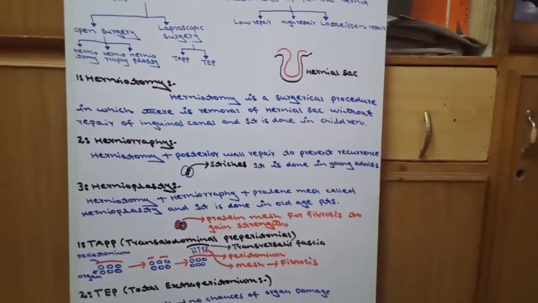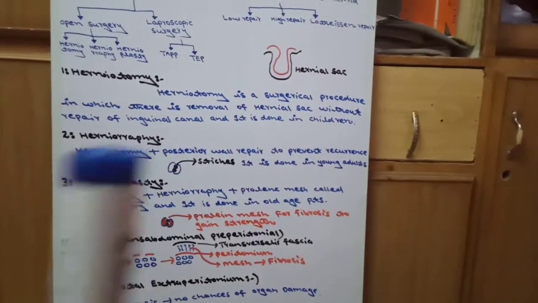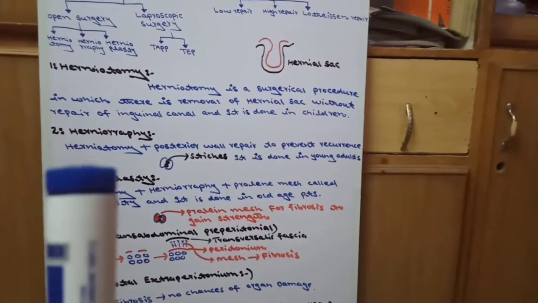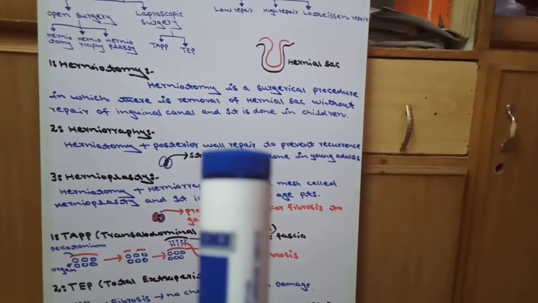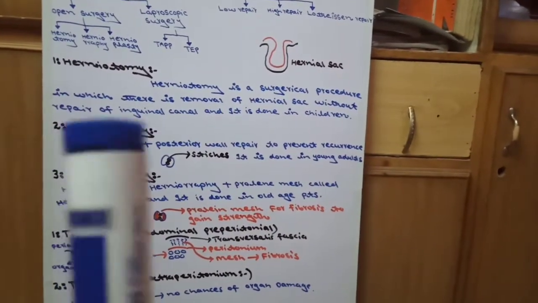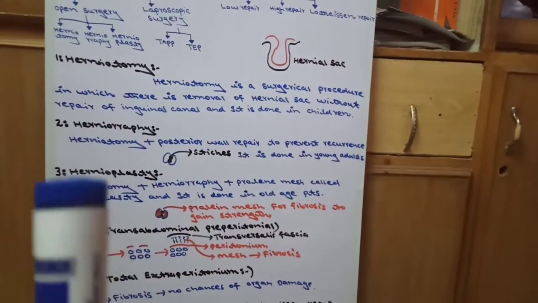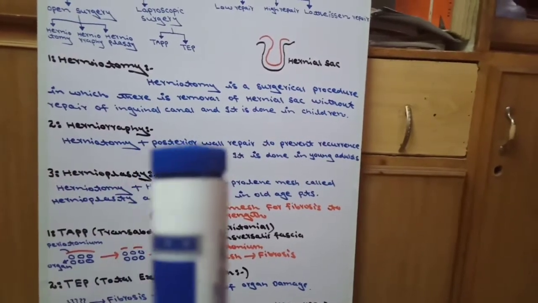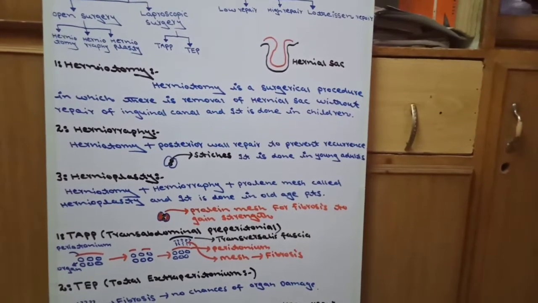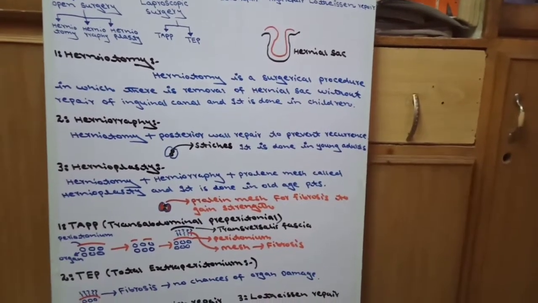This is herniotomy. Now come to herniorrhaphy. What is herniorrhaphy? Herniotomy plus posterior wall repair. We remember it by its name: rhaphy means repair. Herniotomy plus posterior wall repair to prevent recurrence of inguinal hernia is called herniorrhaphy.